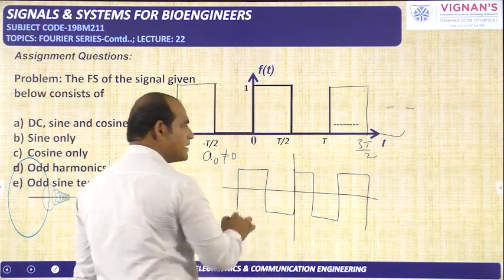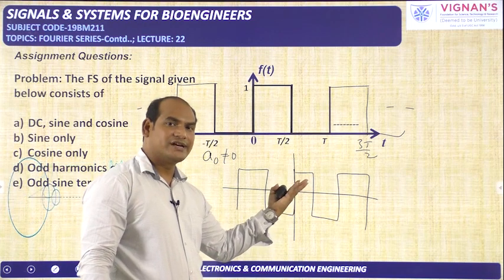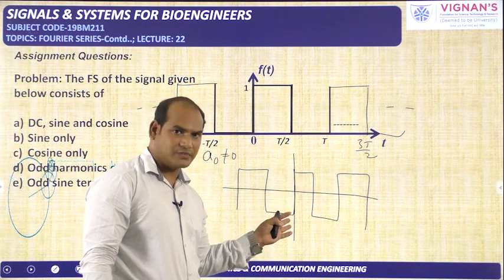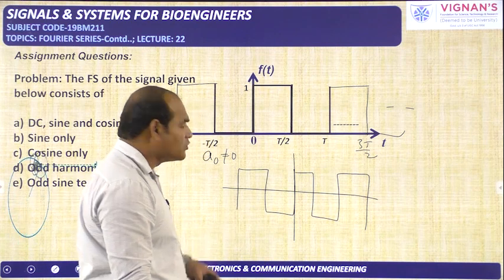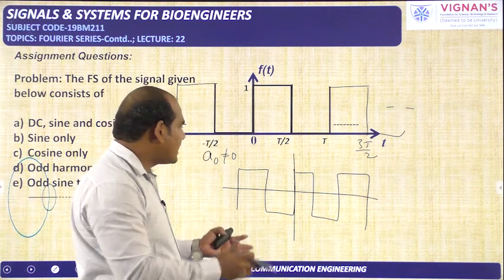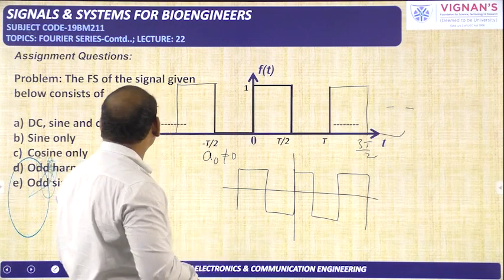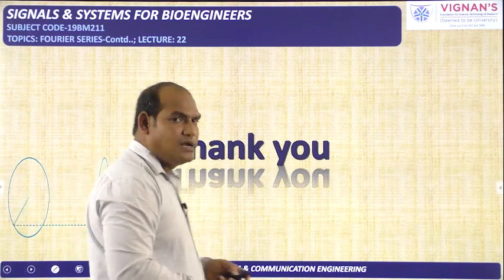Now you check for the remaining symmetries, whether it is an even signal. No, it is not an even signal. Even if we rotate with respect to the axis, we will not get the same thing. Whether it is an odd signal or not, you need to identify. Whether it has half wave symmetry or not. So identify all the symmetries and get the conclusions like this. So this is the assignment question I have given. Thank you.